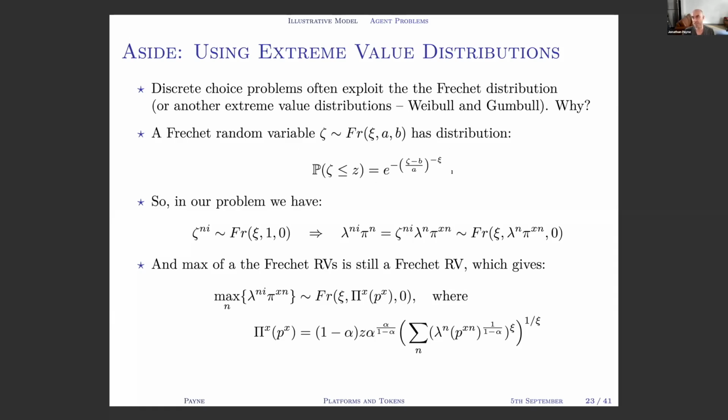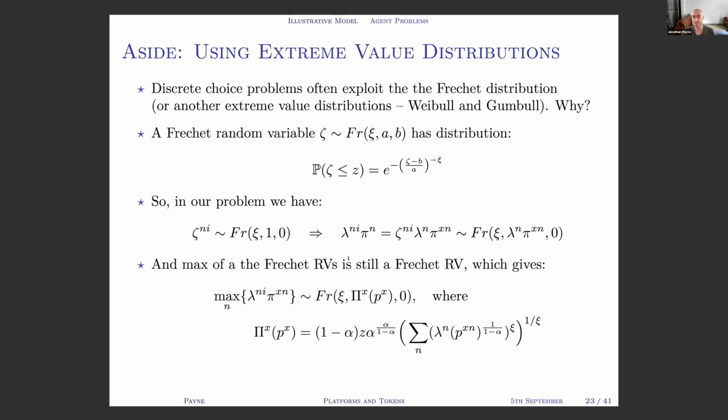It has a distribution that looks like this, right? The exponential power. And so for our problem, we had that the idiosyncratic part of your matching rate followed the Frechet distribution. And so once you scale by the profit you get and by the average trading rate on the platform, we still get a scaled Frechet distribution. And then the really nice thing about the Frechet distributions is the max, or at least in this case, the max of the Frechet distribution is still a Frechet distribution.